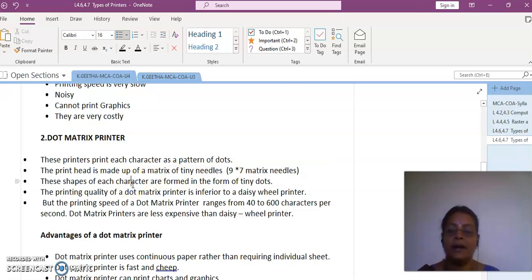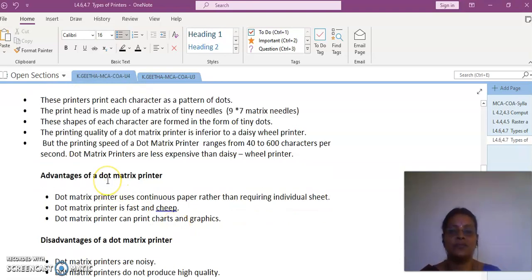By just eliminating these points, we are able to shape each character. The shapes of each character are formed by the tiny dots, and the printing quality of the dot matrix printer is inferior to the daisy wheel printer. But we can simply change the printing format by identifying the appropriate dots in the pixel, which is not possible in the case of the daisy wheel printer. And here the printing speed of the dot matrix printer will range from 40 to 600 characters per second, and dot matrix printers are much less expensive than the daisy wheel printer.